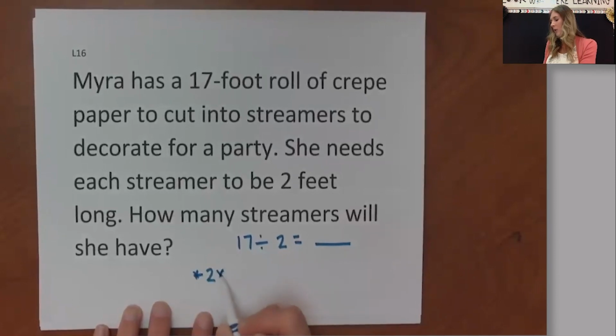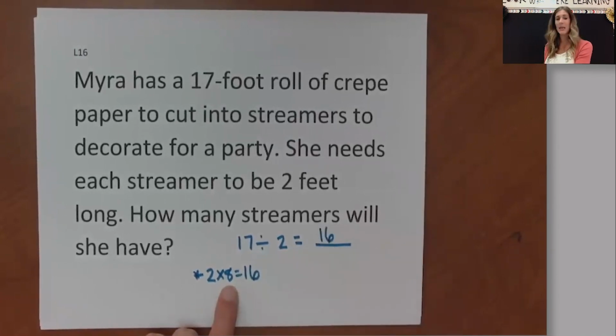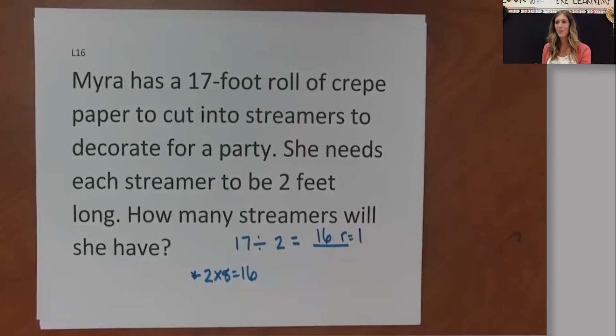We know that 2 times 8 is 16. So she's able to get 8 2-foot pieces, but that would use up 16 feet of her paper. And 16 is 1 away from 17. So she's going to have 1 foot left over.